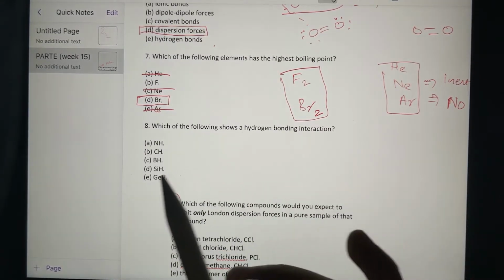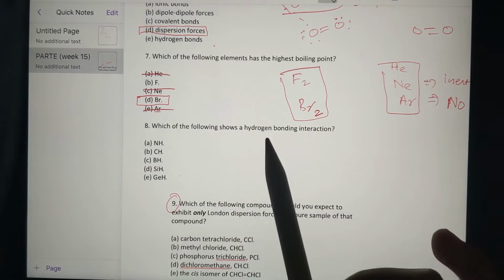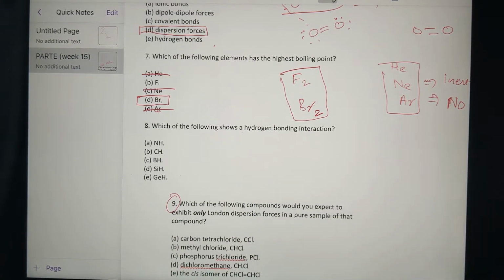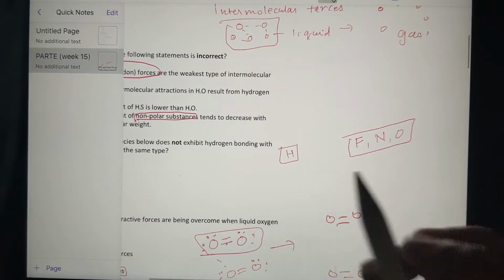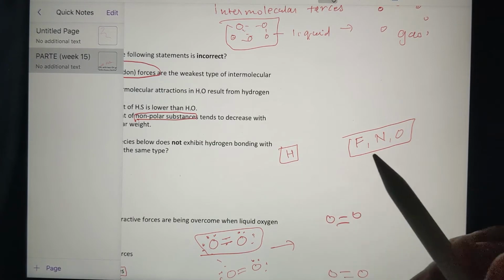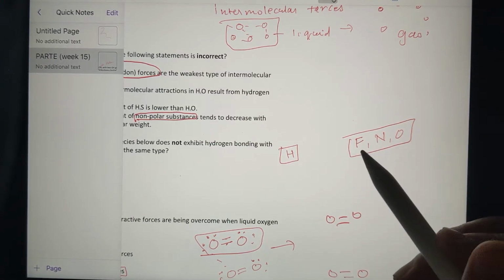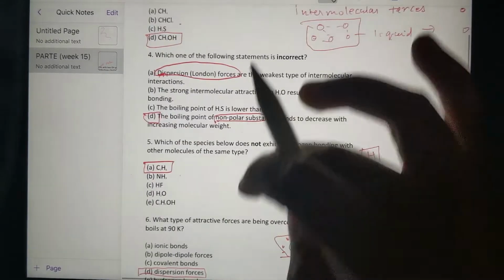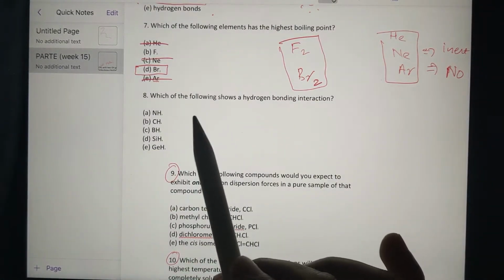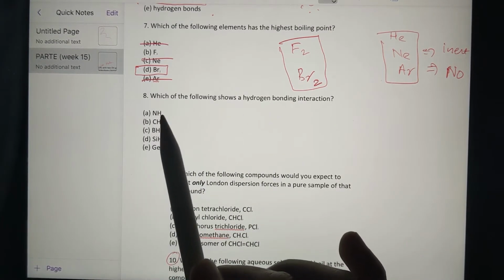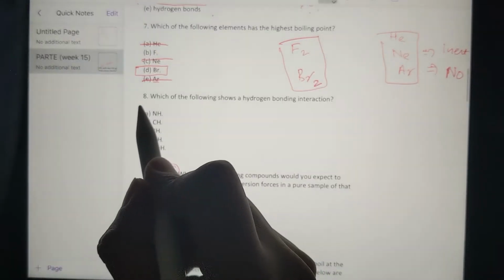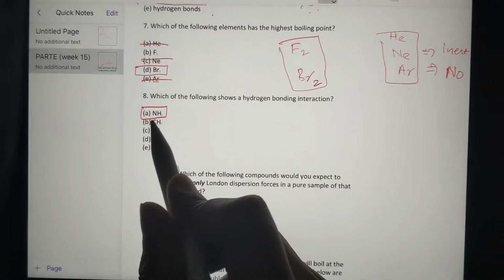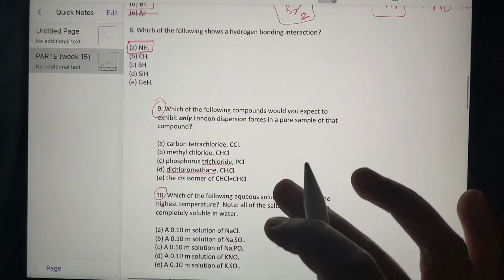Next question. Which of the following shows a hydrogen bonding interaction? This is very similar to the fifth question. Here we discussed that hydrogen has to be connected to one of these elements, fluorine, nitrogen, or oxygen. So let's see. Yeah, so nitrogen and hydrogen is correct, and the rest are wrong.